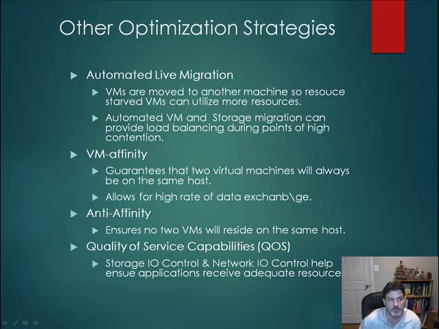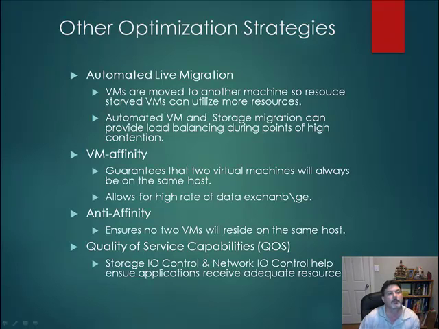Another tool available to us is something called VM Affinity. VM Affinity is used to guarantee that two virtual machines will always be on the same host. So why is this a good plan? Well, if I have high rates of data exchange, say a database server and an application server that are sharing data between each other on a routine basis, I may opt to keep those on the same host environment to improve the data exchange rate.